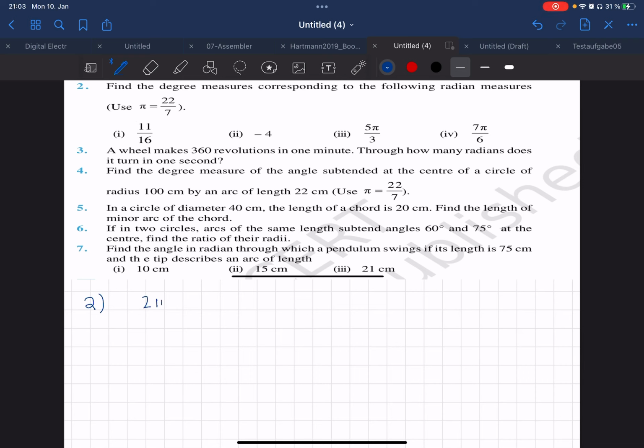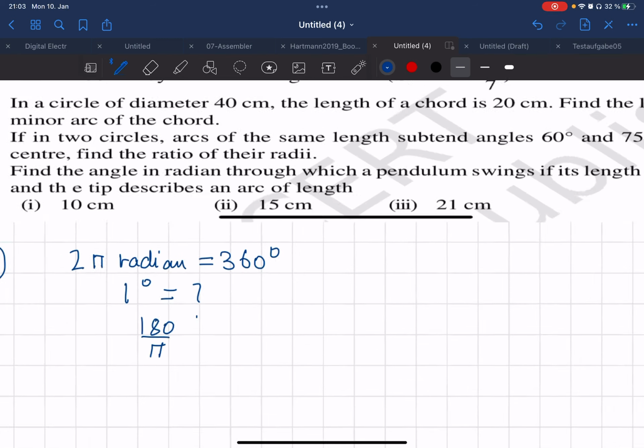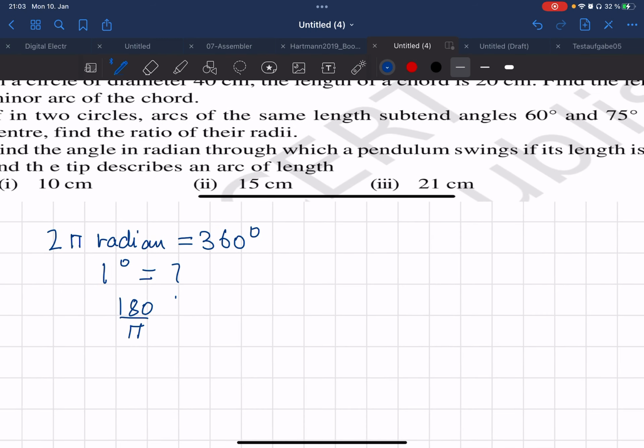So we have 2 pi radian is equal to 360 degree. So what will be 1 degree here? See, 1 degree will be 180 upon pi. Just think about it like this. We can just write it like this; maybe this might seem easier for you. 360 degree is equal to 2 pi radian.